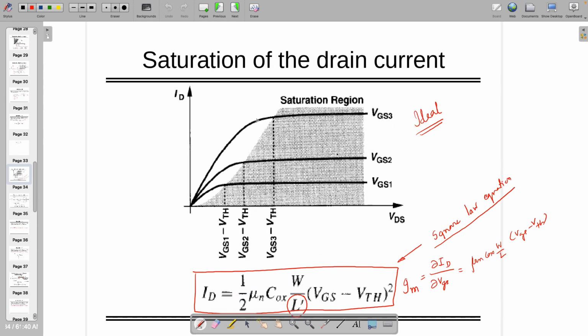In reality, we are going to see this one. So we are going to study this when we study the second order effects. In reality, the plot will look like this one.